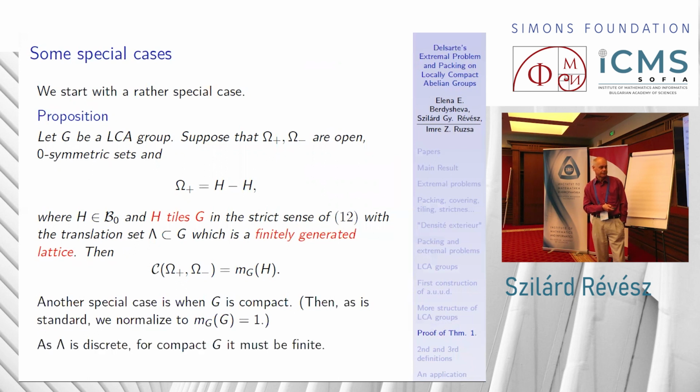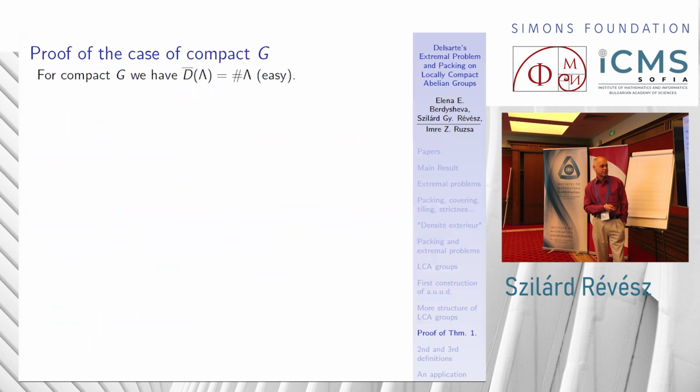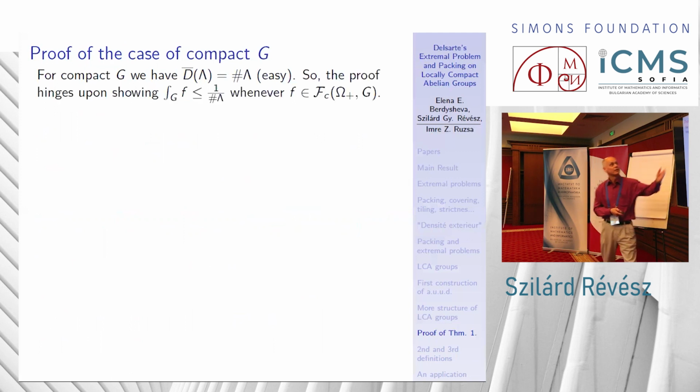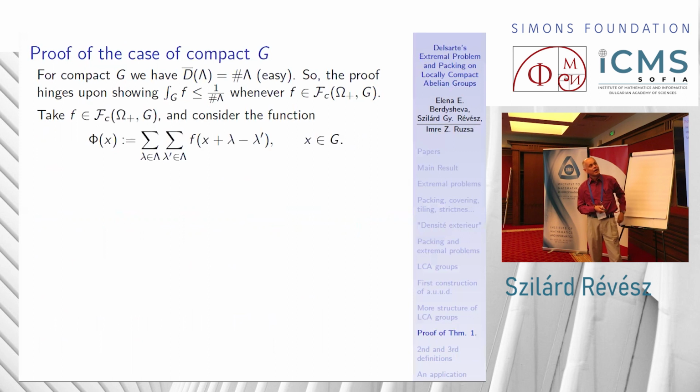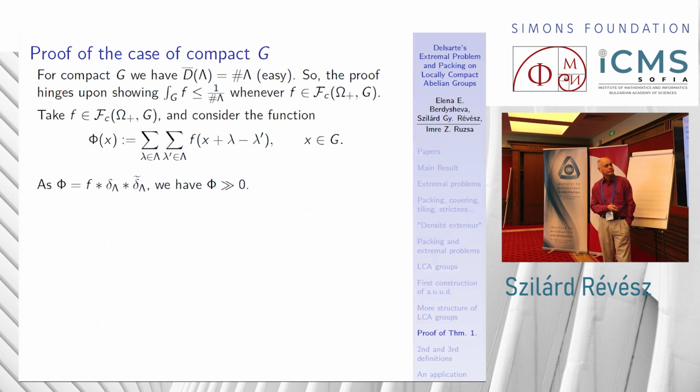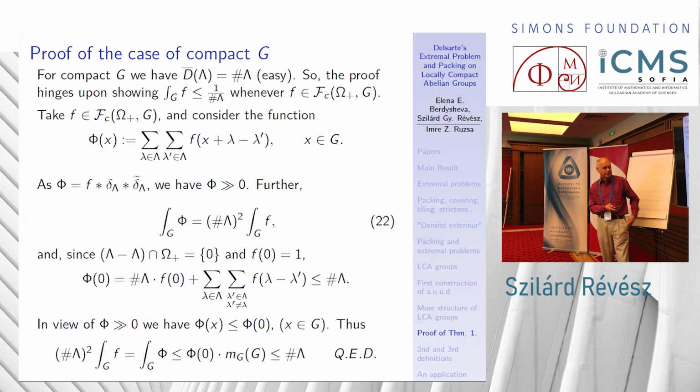And then we remark that when lambda is discrete, for compact G it must be finite. So the compact case can be done without the notion of density because you have finitely many translates, and the density is obviously just the number of lambda because you normalize the measure. And then the proof is basically a tricky combination of double sums. We need double sums here. I don't describe the proof in detail, but it is like 1 page.